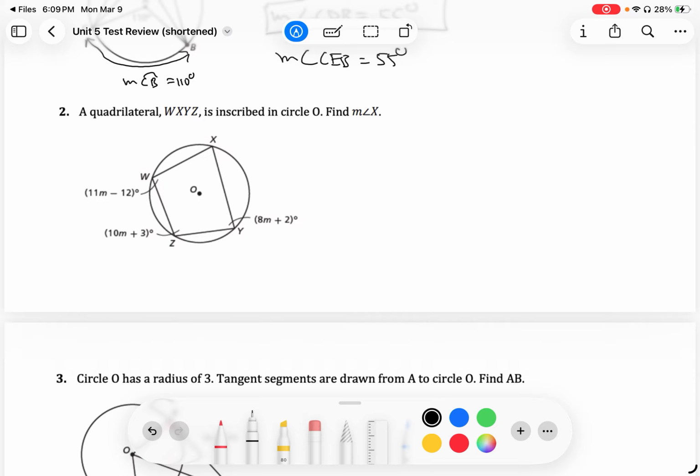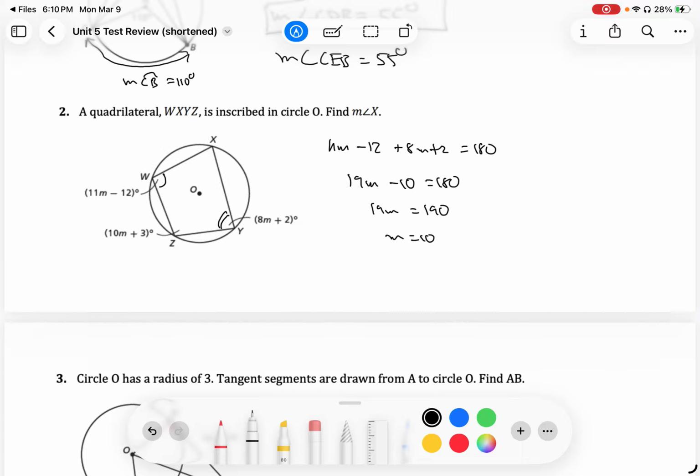Quadrilateral WXYZ is inscribed in circle O. Find the measure of angle X. Remember that for an inscribed quadrilateral, opposite angles are supplementary. The angles Z and X are supplementary. So I can say that 11m minus 12 plus 8m plus 2 is equal to 180. Therefore, 19m minus 10 equals 180. 19m equals 190. m equals 10.